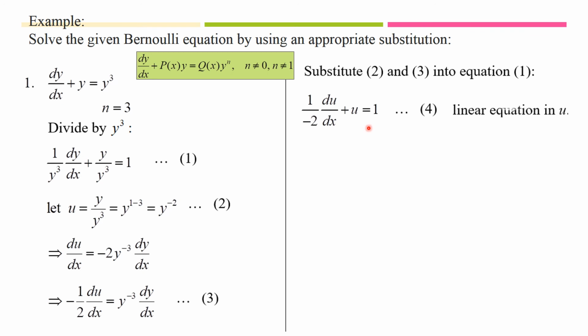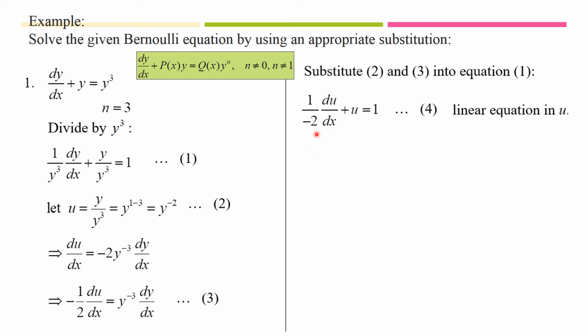u is the dependent variable, and this equation is linear in u because it fulfills the criteria of linearity, where u and du/dx are both to the power of 1, the coefficients do not involve the dependent variable u or its derivatives, and there are no nonlinear functions of u in the equation. Therefore this is a linear equation in u. So from the Bernoulli equation, it has been transformed to a linear equation after we performed the appropriate substitution. The next step is to solve this linear equation.